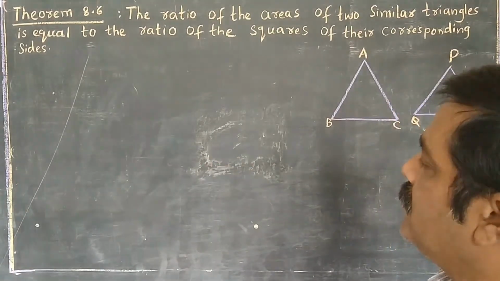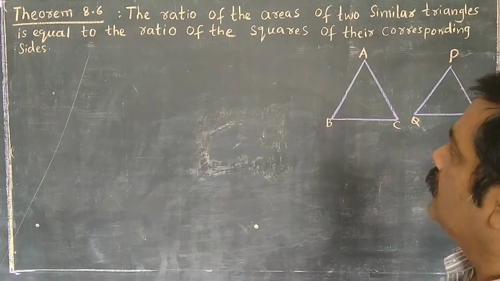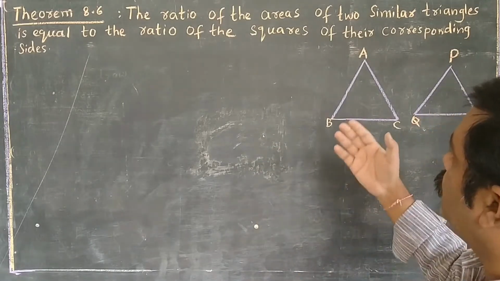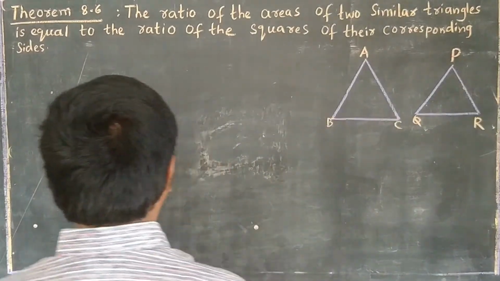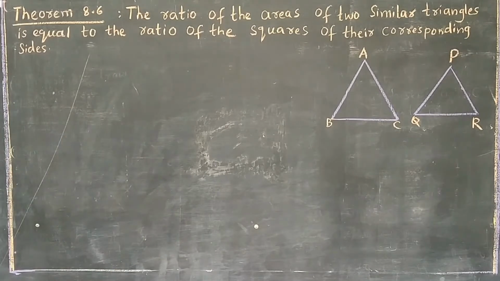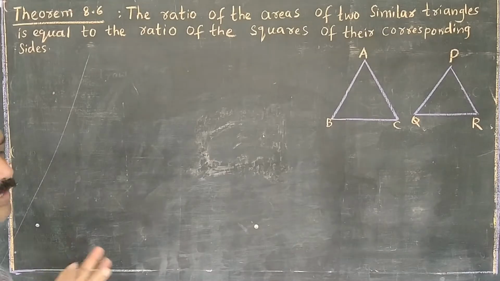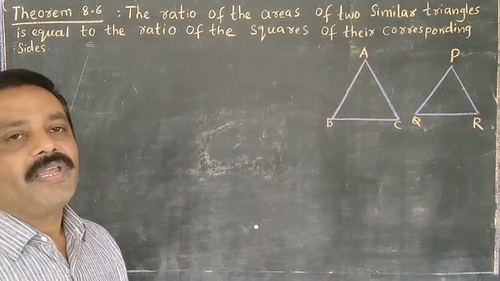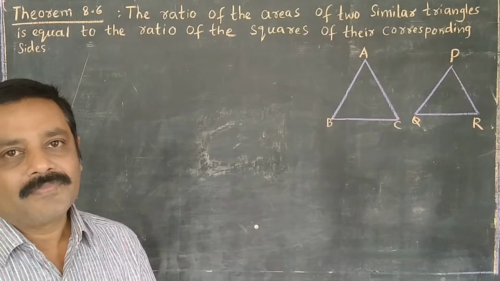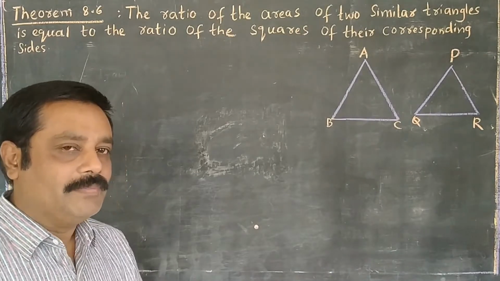Here Theorem 8.6 is there, Nana. What is it? The ratio of the areas of two similar triangles is equal to the ratio of the squares of their corresponding sides. Very important theorem for Exercise 8.3 for the coming problems.